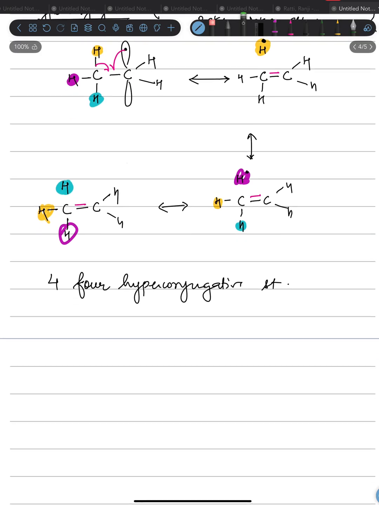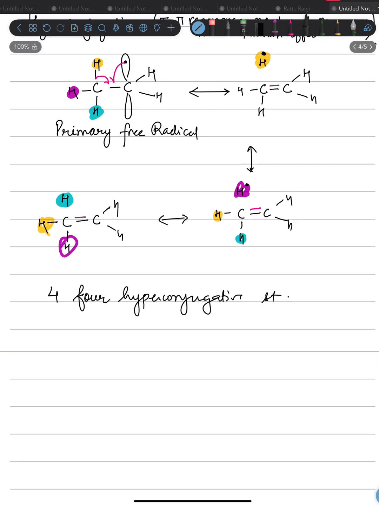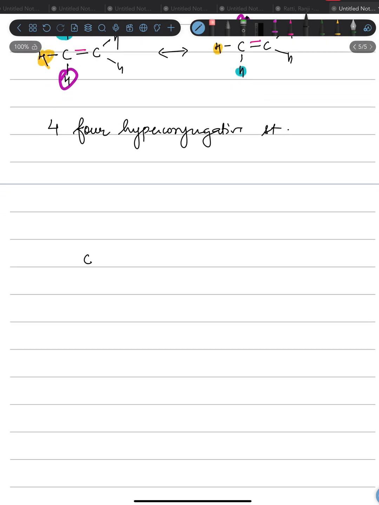Now, this was for the primary free radical. Fine. Now, if I take the example of a secondary free radical, I would have CH3 and CH3, CH3 and H and a free radical, okay?